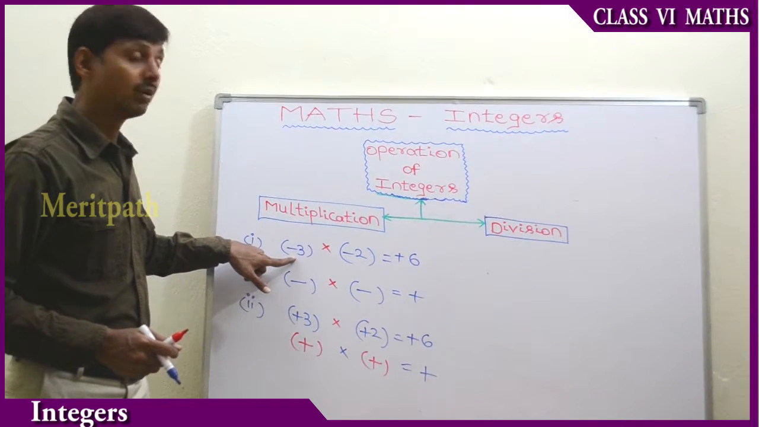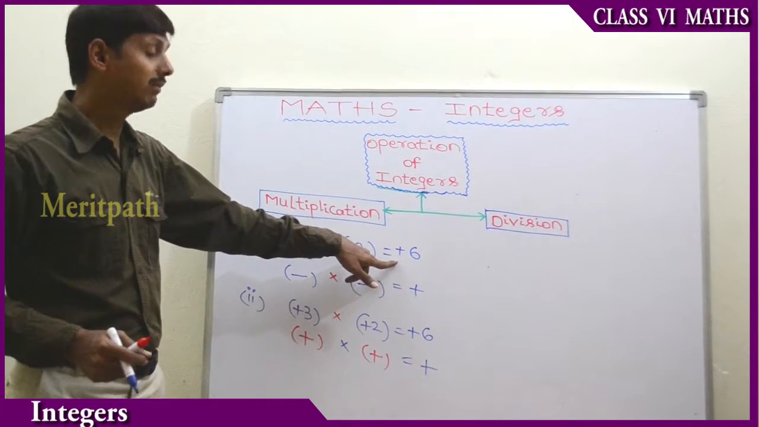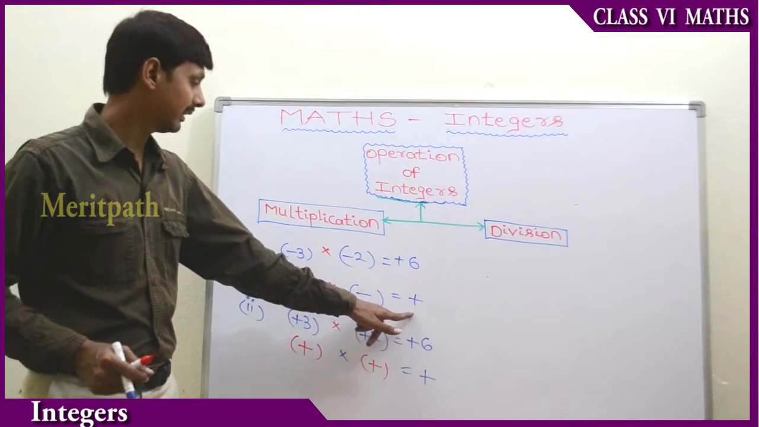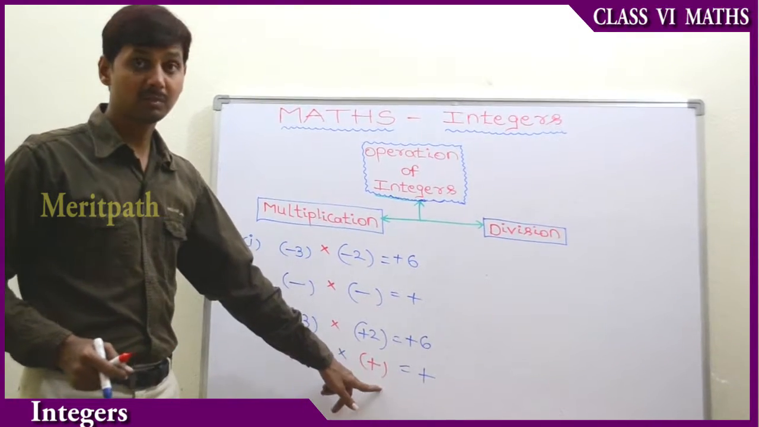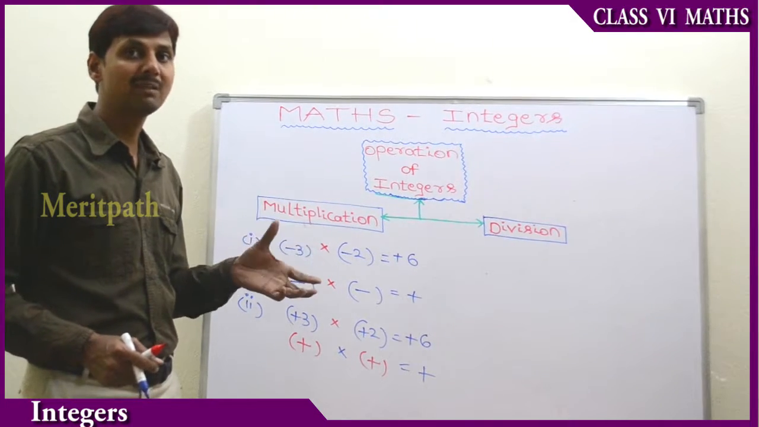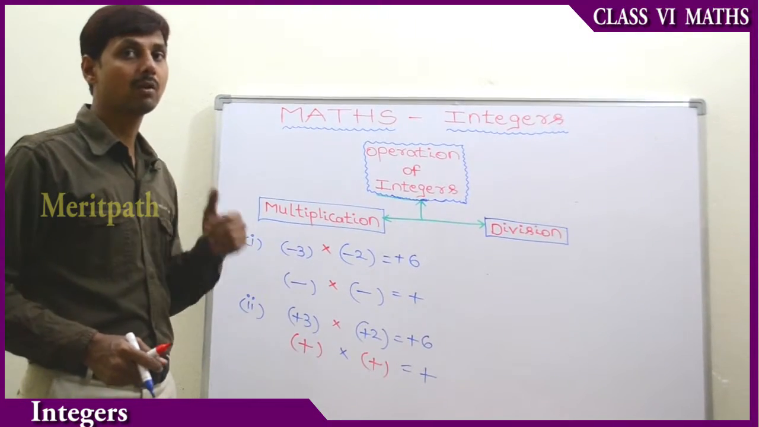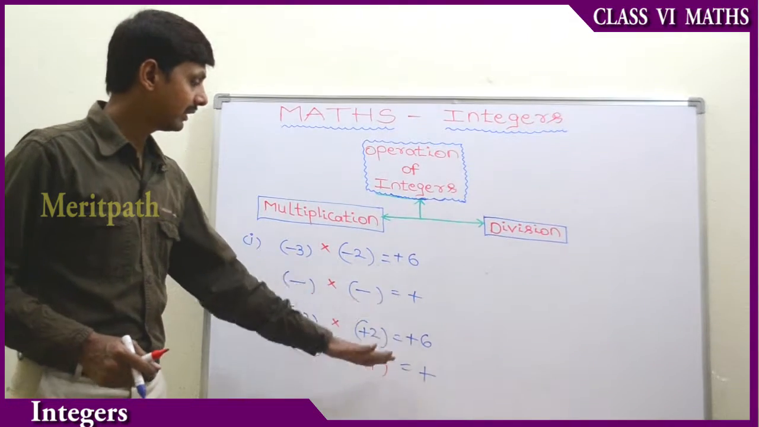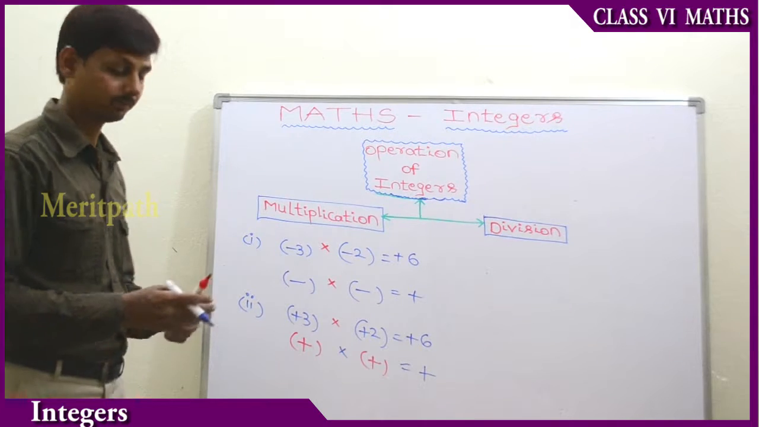So two numbers can have the same sign, and we'll get the plus symbol. Minus into minus is plus, plus into plus is also plus. So for two numbers having the same sign, we'll get the plus symbol, whether they are minus values or plus values.